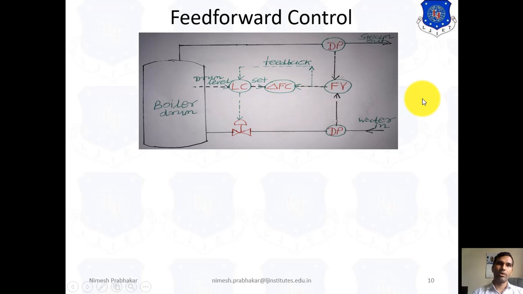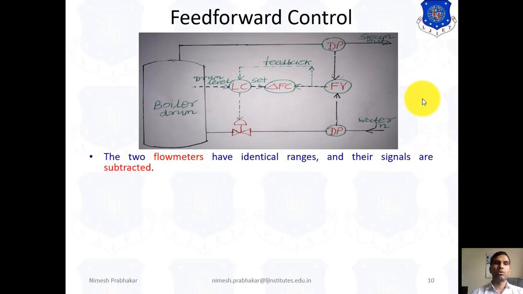Now we understand the feed forward control. So the two flow meters have identical ranges and their signals are subtracted. That means here this is the first flow meter and this is the second flow meter. Sorry, this is a flow meter, and these two flow meters' signals are subtracted here.